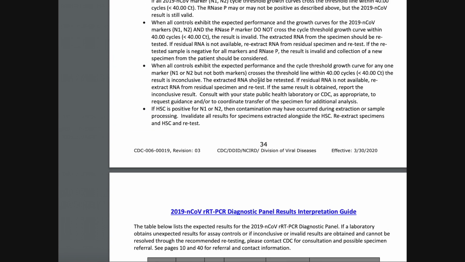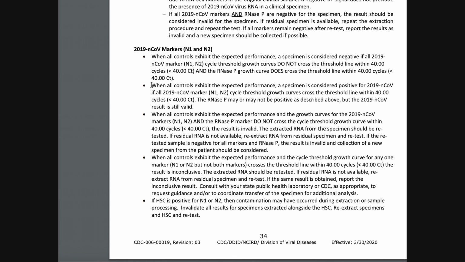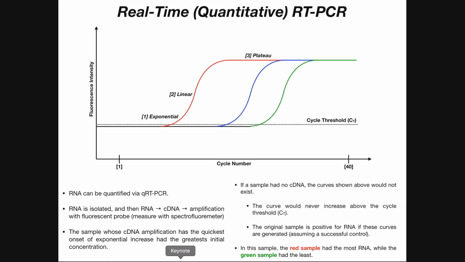Okay. So scrolling back up here, if all the controls exhibit the expected performance, a specimen would be positive for the virus if those two viral genes did cross the cycle threshold, but it has to be within 40 cycles. So in other words, if you had something that looked like this, where let's say the green one is the control, it worked clearly, but then you also have the two viral RNA genes, and those curves both went like this, then this would be indicative that a person is infected with the virus.